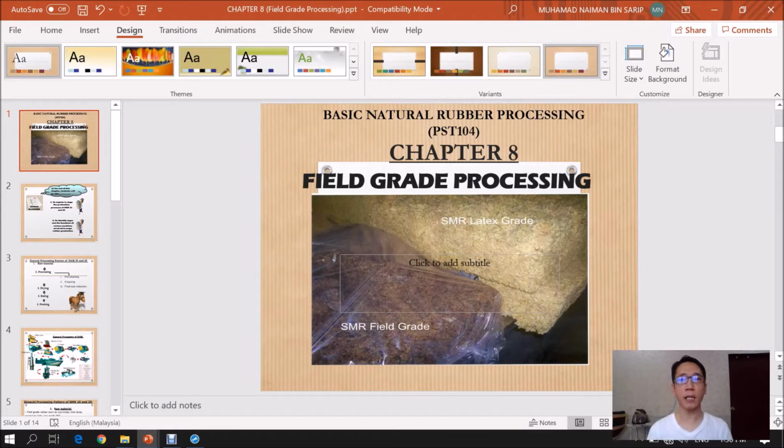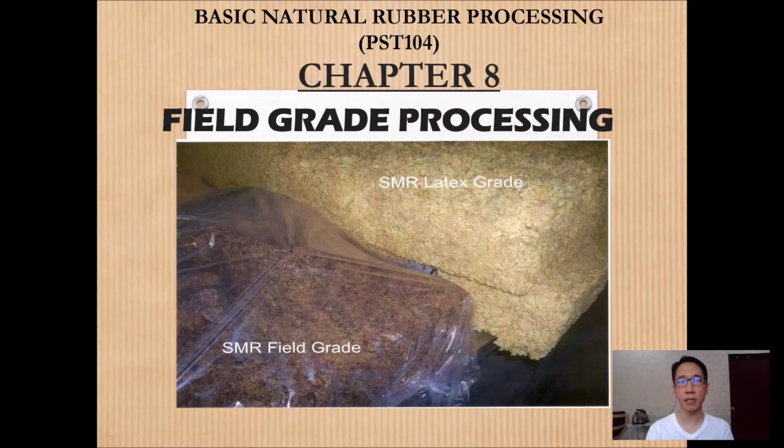But for today, I change a bit. I go for chapter 8 first, and after this, I will go to chapter 7. I think it is very important for you to go through the field grade processing, because previously in chapter 6, we did cover field grade material, and here you will learn about the field grade processing and how the process is involved in industry.